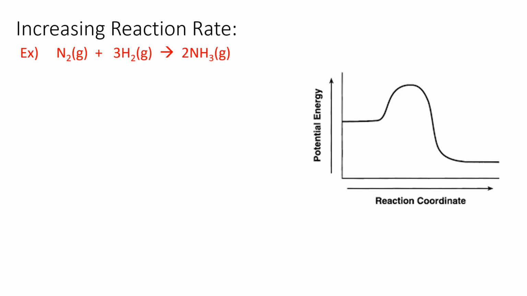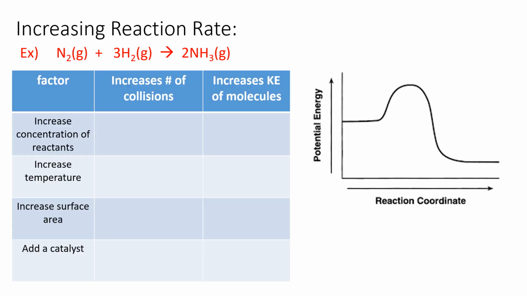Okay, we also do need to know a little bit about how to affect reaction rate. If we want to change reaction rate, especially increase reaction rate, how could we go about that? Well, if we look at this reaction as an example, nitrogen and 3 hydrogens forming 2 NH3s. Let's say this is our potential energy diagram. Here are some things that we could do to try to increase this reaction.